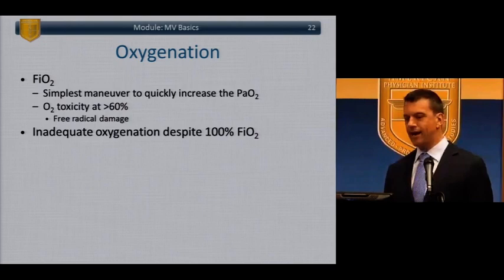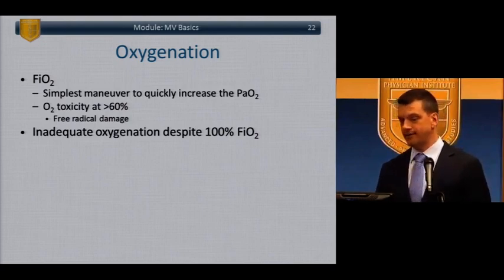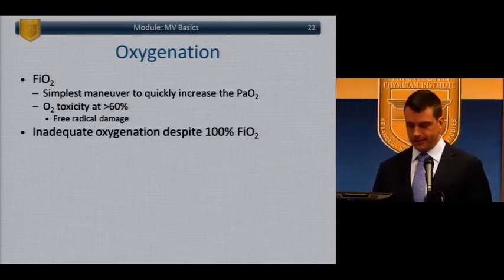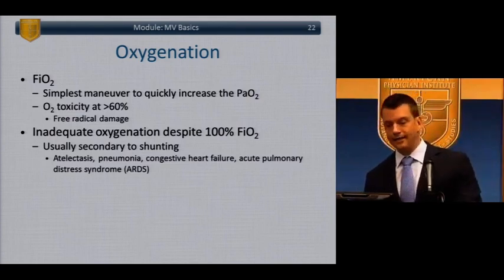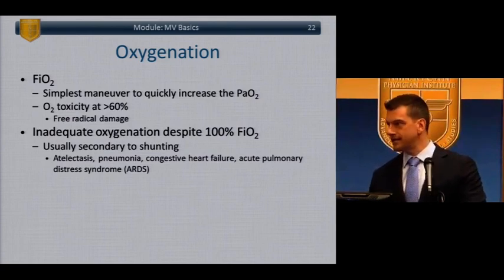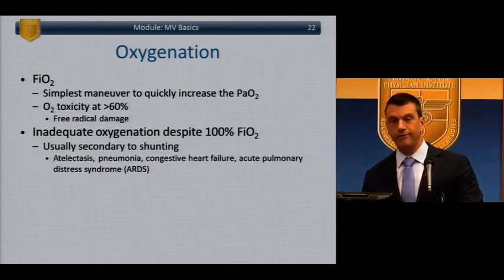So you can have inadequate oxygenation despite 100% FiO2. Where do you go next? That's usually secondary to some sort of shunting, whether it's atelectasis, pneumonia, CHF, or pulmonary distress syndrome like ARDS, where the alveoli are filled with fluid.